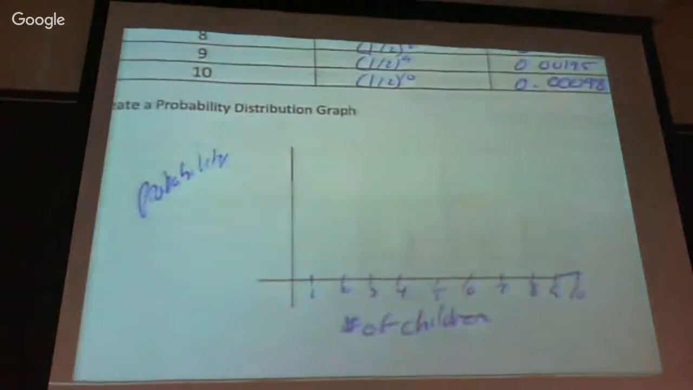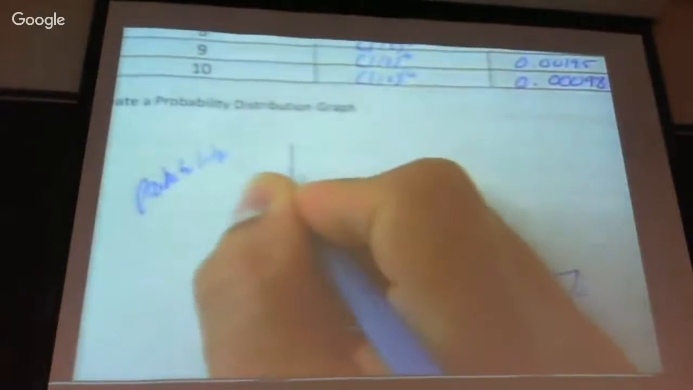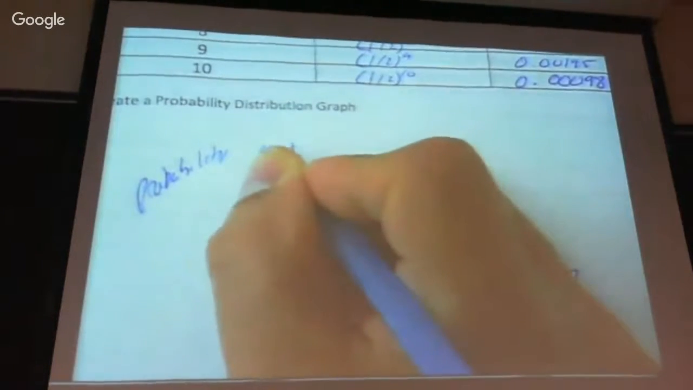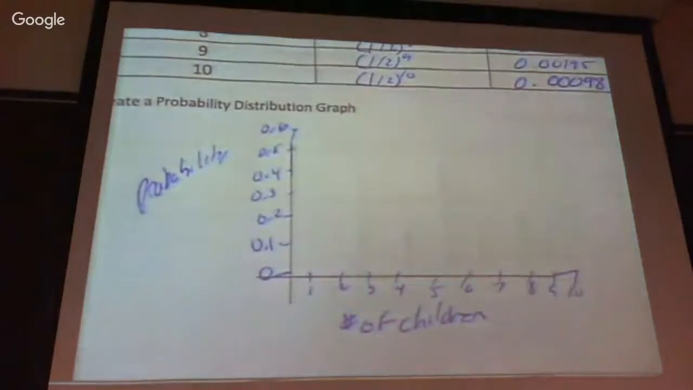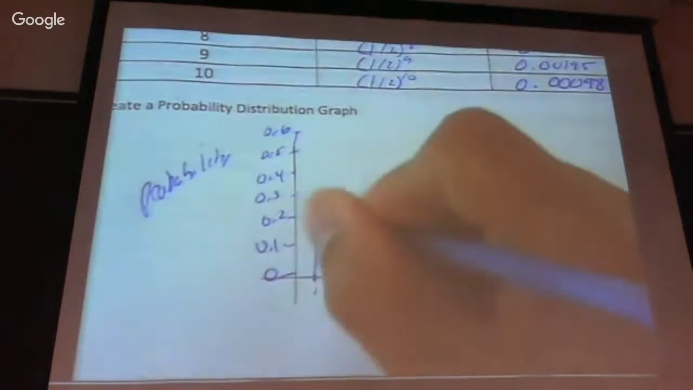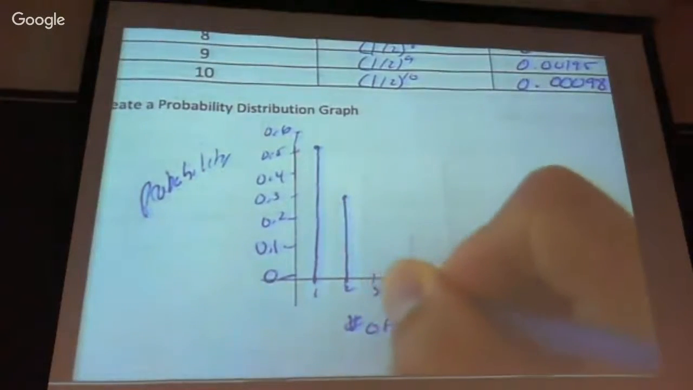And the highest probability is 0.5. So I'm going to do 0, 0.1, 0.2, 0.3, 0.4, 0.5. I'm going to go up to 0.6. And the chance of having the first one, let's say, be a girl is 0.5. The chance that the first and second are girls is 0.25.